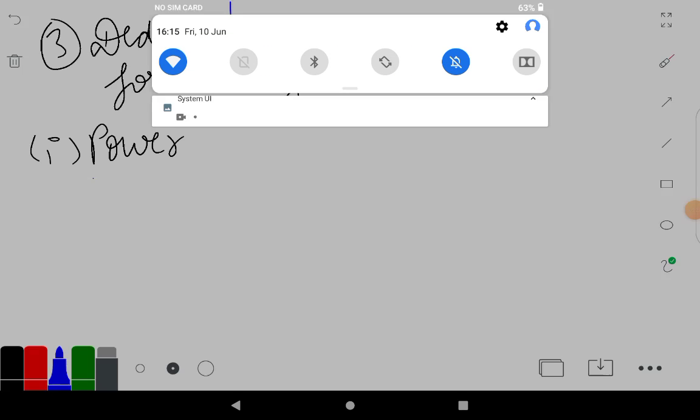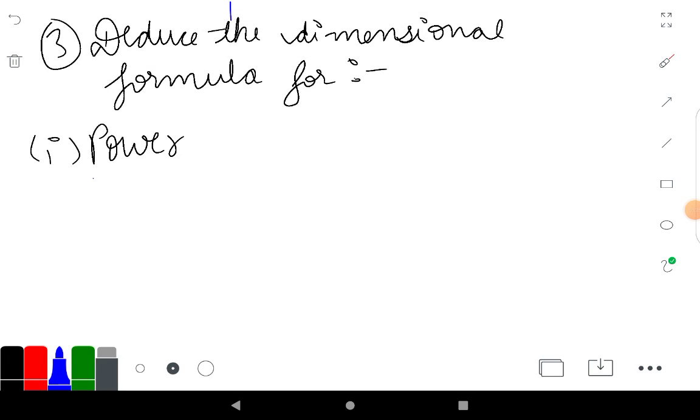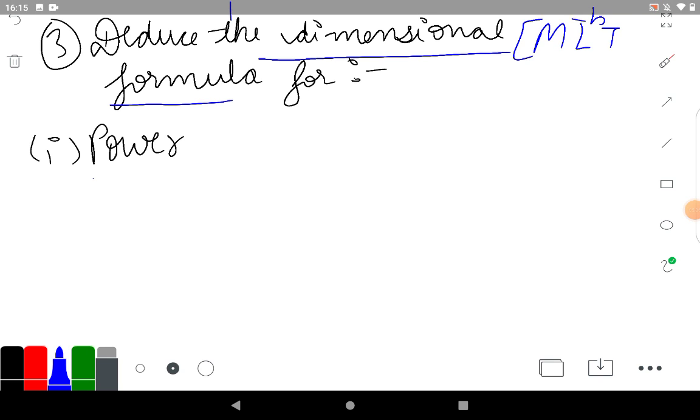The third question says deduce the dimensional formula for the following. We have to find the dimensional formula. We learned it is in the form of M to the power a, L to the power b, T to the power c. This is the form in which we have to find it.